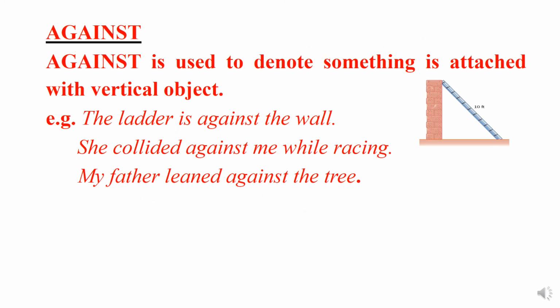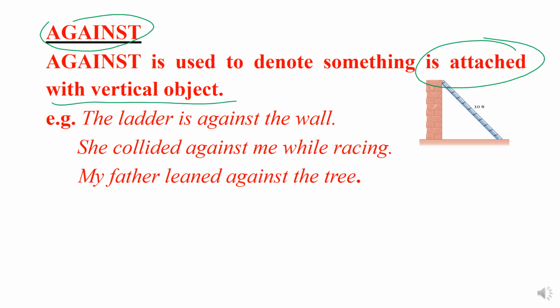Now against, this is another preposition of place. Against is used to denote something that is attached to something which is vertical. Okay, this wall is vertical and something here is attached to it. Example, the ladder is against the wall.